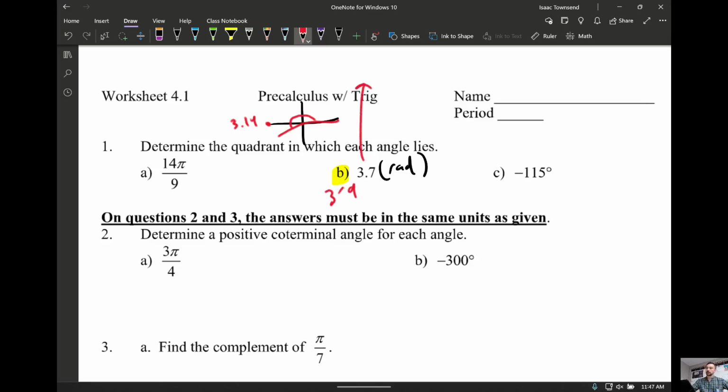Or you could take this many radians and change it to degrees, the other skill that we have, just a separate way. And this is the same as about 212 degrees. And 212 is also in quadrant 3. So that just gives you some options on how to go about it. But with no units, it's implied that it's in radians. Okay, others?